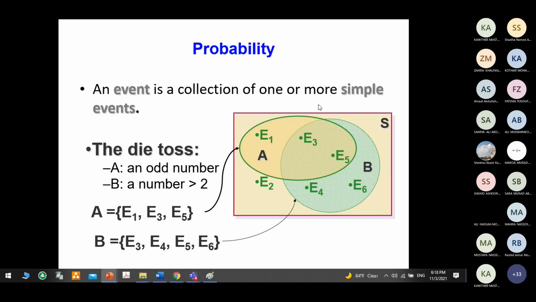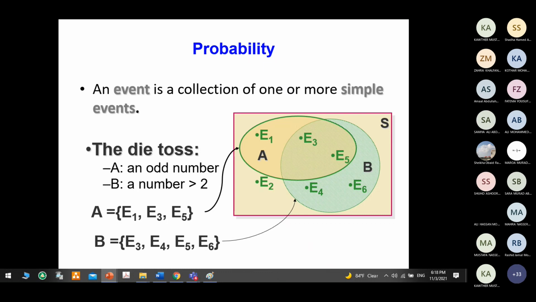Now let me again summarize what we started with. We started with the definition of a probability. We discussed the random process. We compared it with the deterministic process. And then we defined the experiment. And then we defined event.